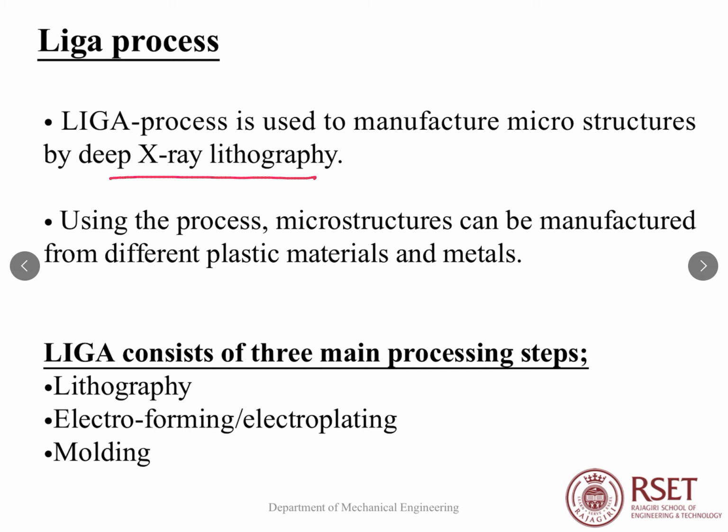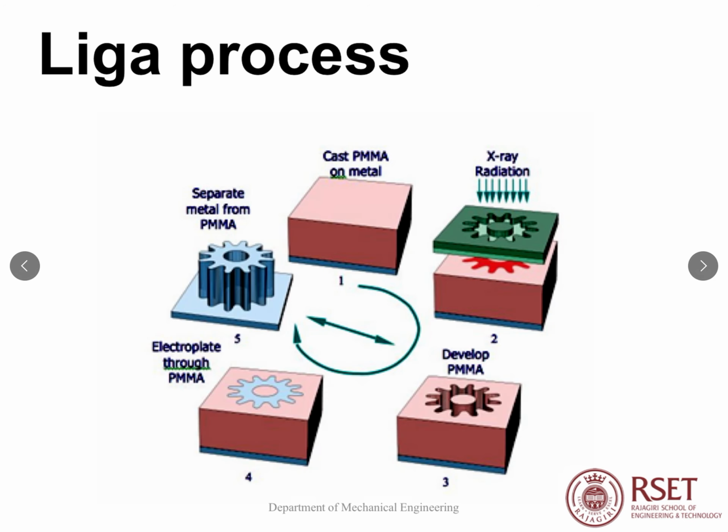LIGA consists of three main processing steps: the lithographic process, electroforming or electroplating, then molding. These three processes constitute the LIGA process. This represents the LIGA process. The process starts from here. Here we have a substrate over which we have a PMMA cast. Then we keep a mask. The mask consists of the shape that is to be produced.